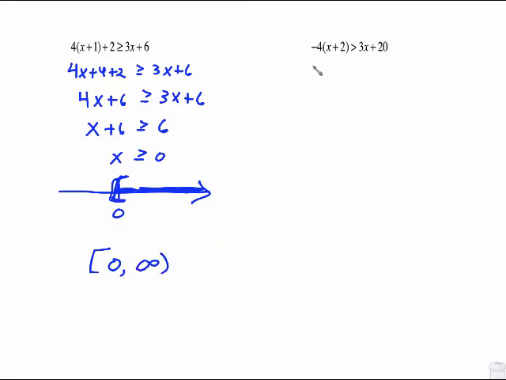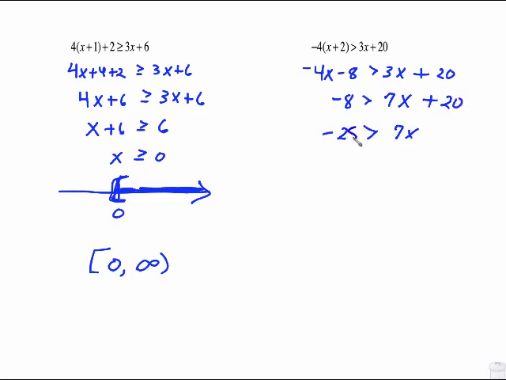This one's got a negative to distribute, negative 4x minus 8, greater than 3x plus 20. I'm going to add 4x to both sides, gives me 7x plus 20. Subtract 20 from both sides, and then that's a positive 7x. I'm going to divide by 7. And be careful that you just don't suddenly bring your x over to the left side. Our x's were on the right. They need to stay on the right. So this is x, and that's negative 4.